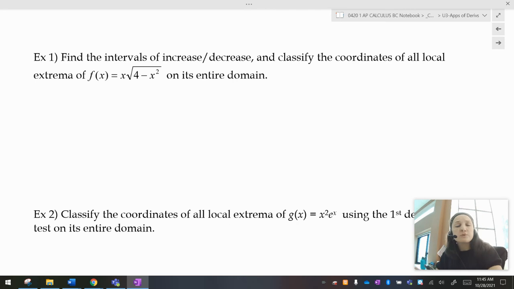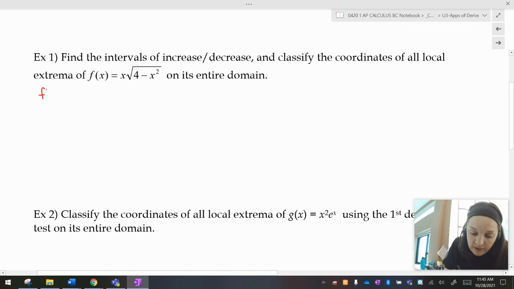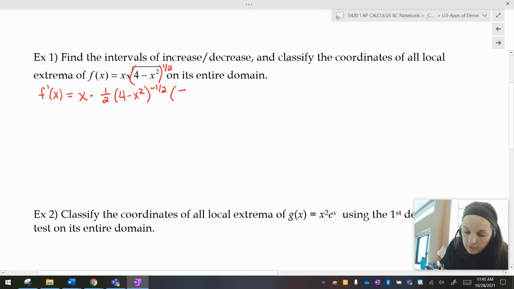So if I want to find the intervals of increase and decrease and/or classify all local extrema, I really need to find the critical points first. I need to find where f prime equals 0 or doesn't exist. So I'm going to find f prime of x, and that's going to be a product rule with a chain rule. So I have the first times the derivative of the second plus the second times the derivative of the first. And I need to know when this equals 0 or doesn't exist.